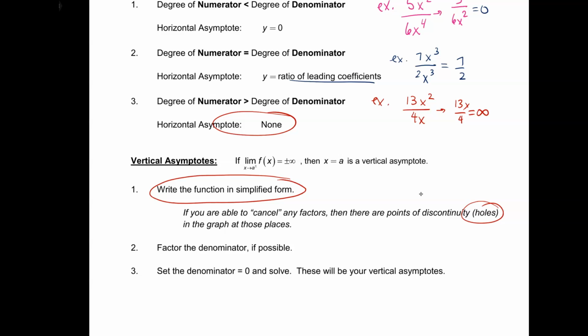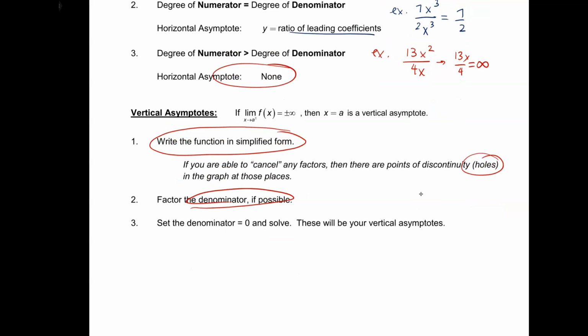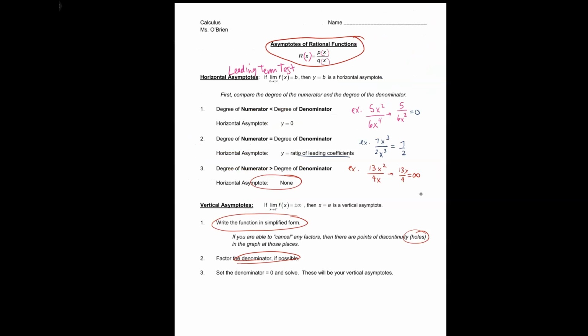Okay. So you have to fully factor. If anything cancels, that's a hole, a removable discontinuity. And then if there's nothing else that cancels, you look at all your denominators and you set each equal to 0 and solve, and those are your vertical asymptotes. Okay, that's a little cheat sheet for you. Just gave it to you.